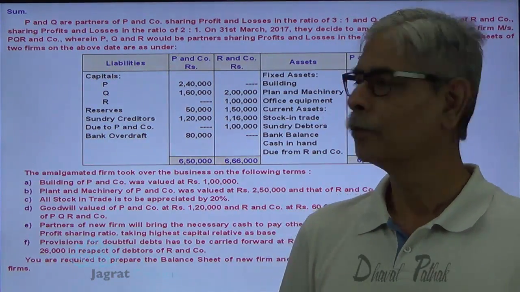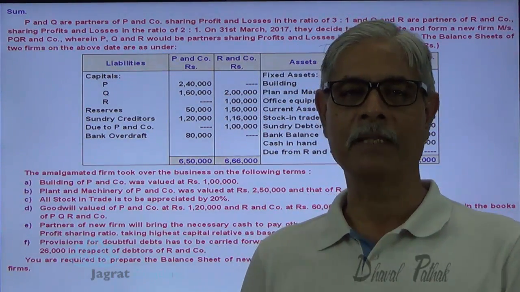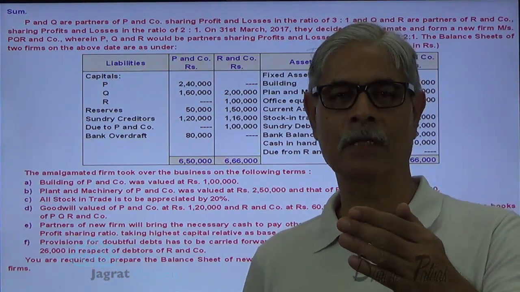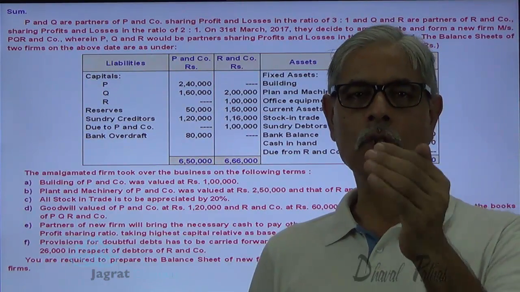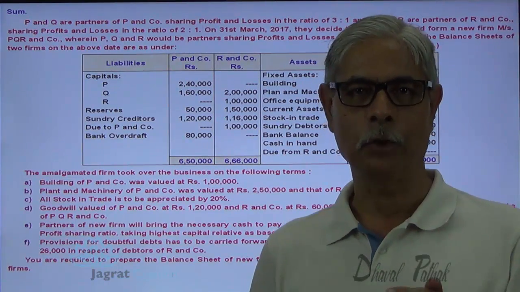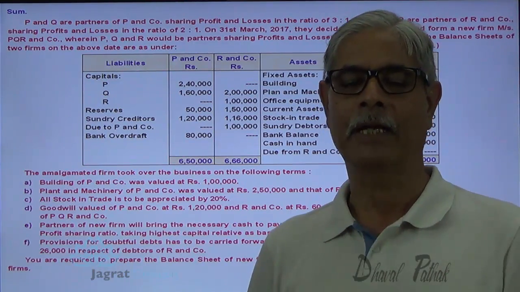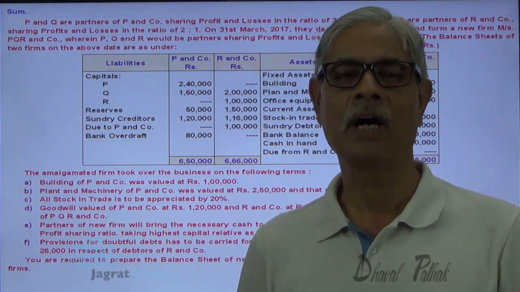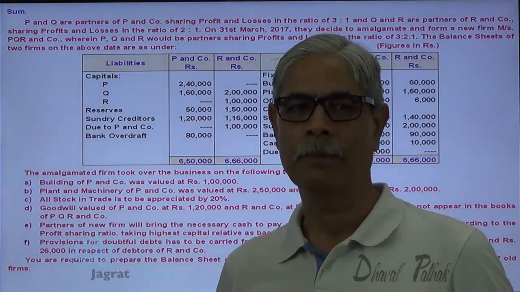First of all, I'm going to solve this sum by which method? By the revaluation method, wherein all the assets and liabilities before transfer will be revalued, and the revaluation profit will be transferred to the capital accounts of the partners, and the revalued business will be transferred to an amalgamated firm. So here I am going to prepare a revaluation account.